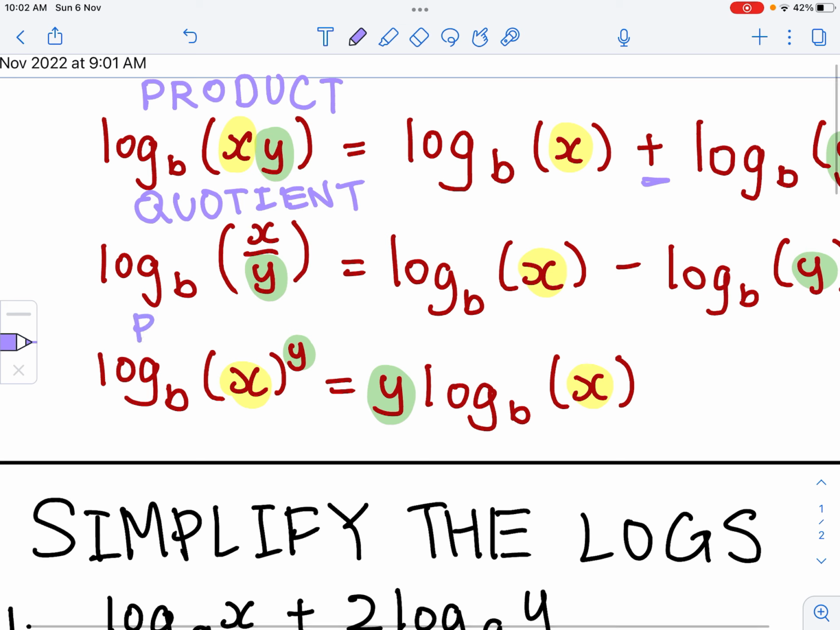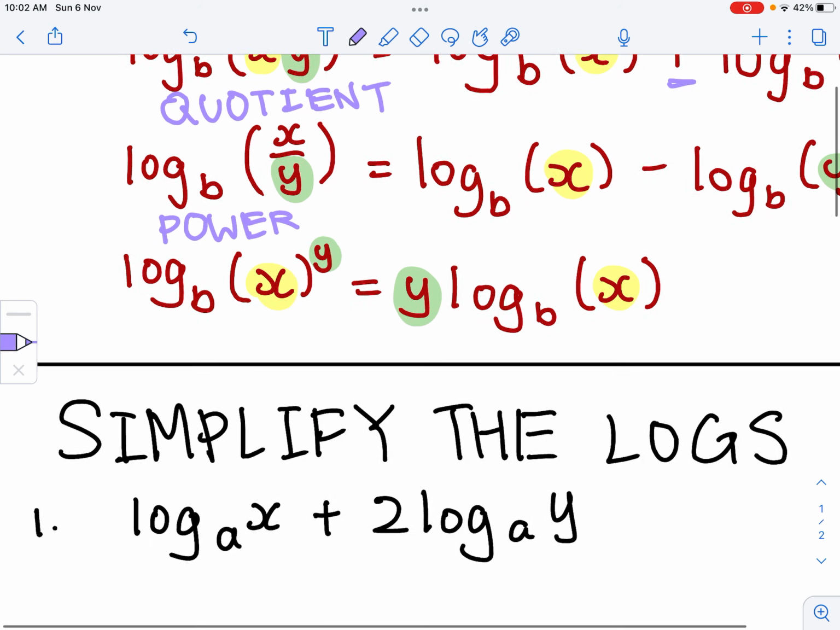And last but not least, we have the power property. If you see log b of x to the power of y, then that y has to go in front of the log. So here, as shown, we have y log b x, and what that means is y times log b x.